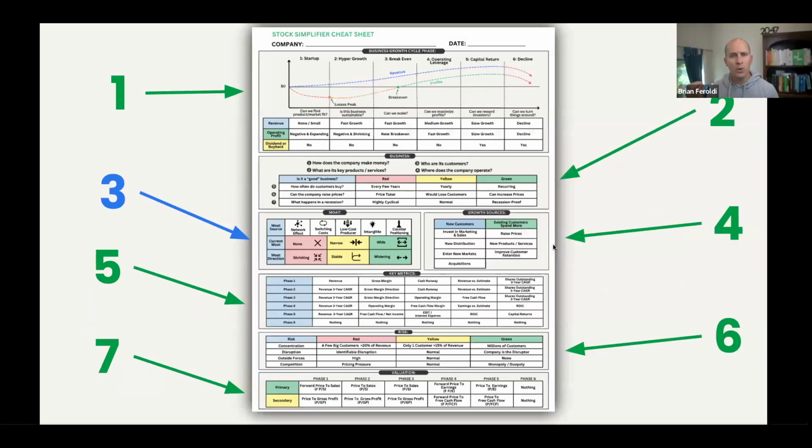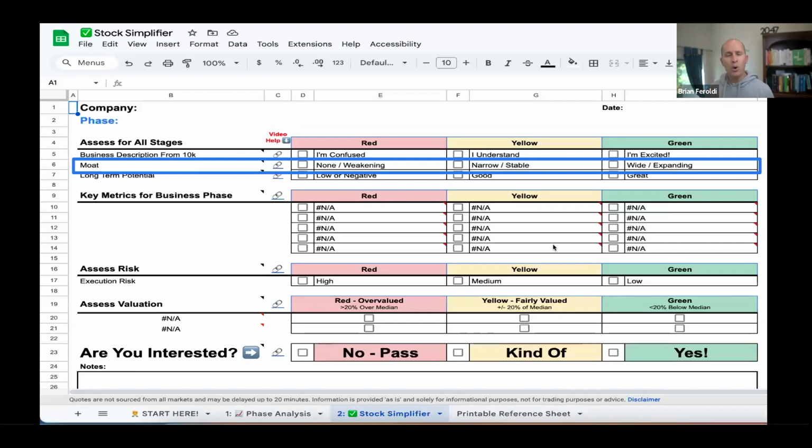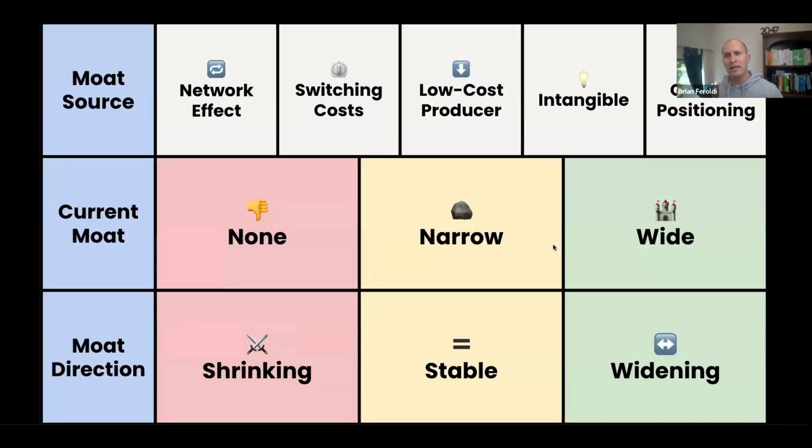Next question: the moat. Does Apple have a moat? Again, three categories largely. No, or the moat is weakening. Yes, it's narrow or it's stable. And green would be it's wide or it's expanding in nature.